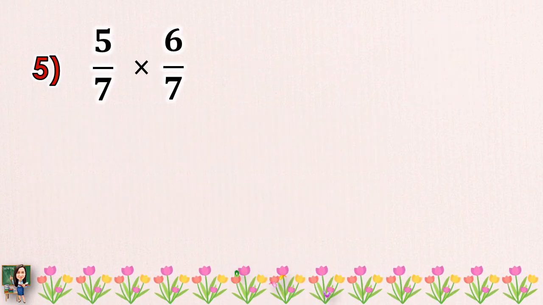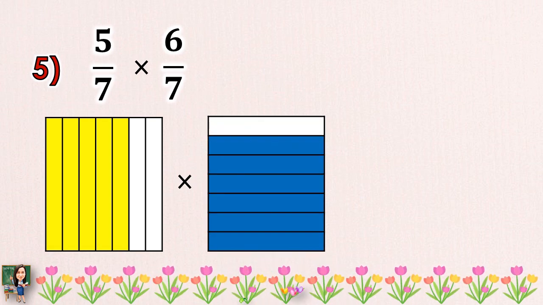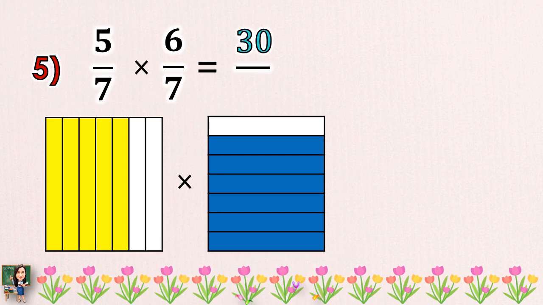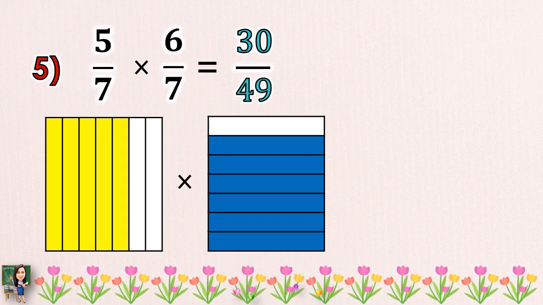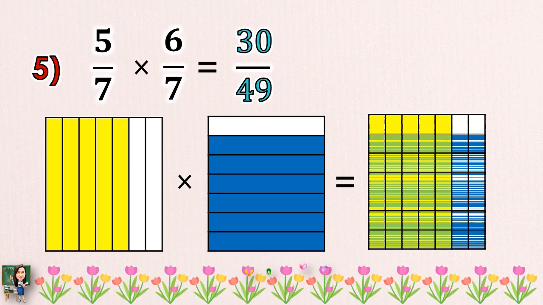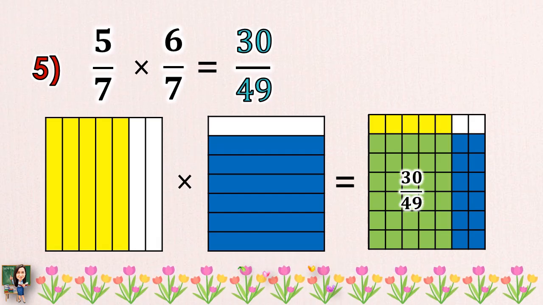Number 5. 5/7 times 6/7. 5 times 6 equals 30. 7 times 7 equals 49. To show the model of 30 over 49, combine 5/7 and 6/7. So the green shaded part is 30 over 49.